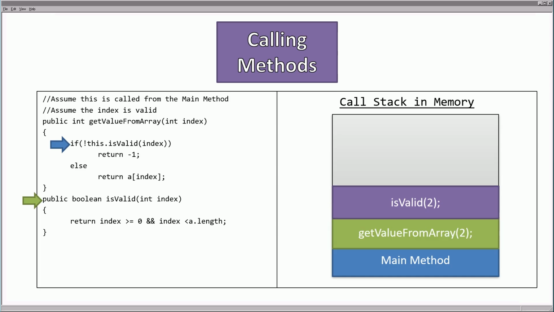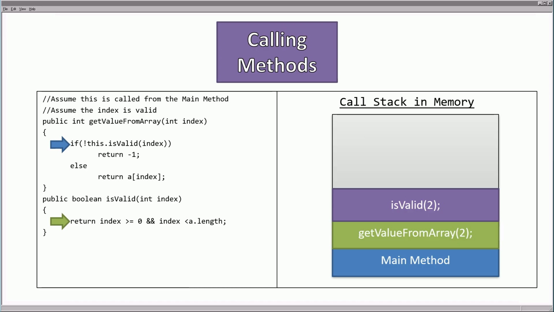Notice that we assumed that int index was 2. And remember, this is a variable value. So from the main method, we passed getValueFromArray with the value 2, so 2 was stored inside of index. This was then passed to this variable right here, int index, and now we're going to run this code. Now, once we enter this method, we are going to assume that index 2 is valid.